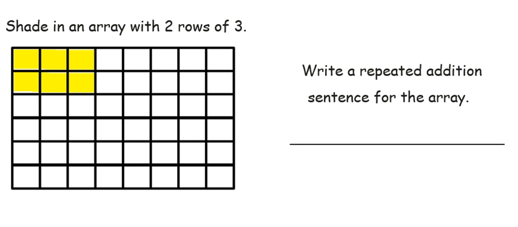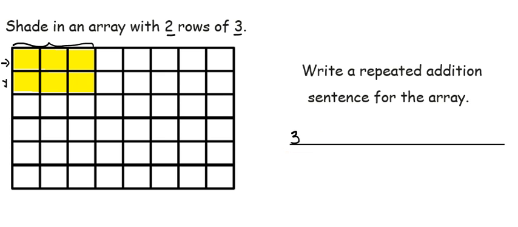The directions for the first problem say to shade in an array with 2 rows of 3. And you can see I have already done that. I have 2 rows, and there are 3 squares in each row. I can write my repeated addition problem 2 different ways.